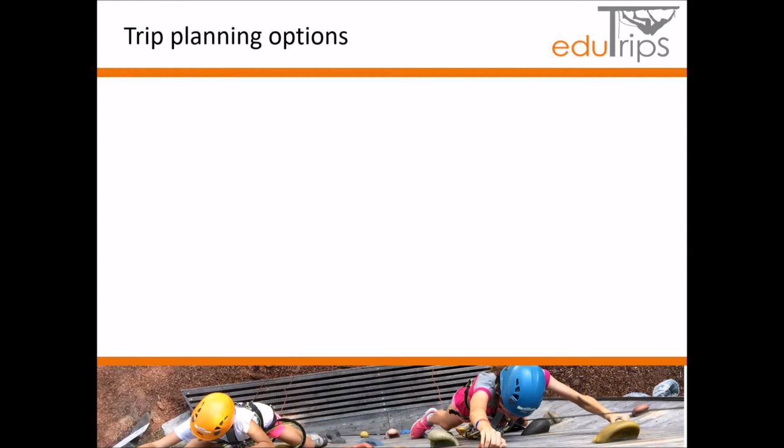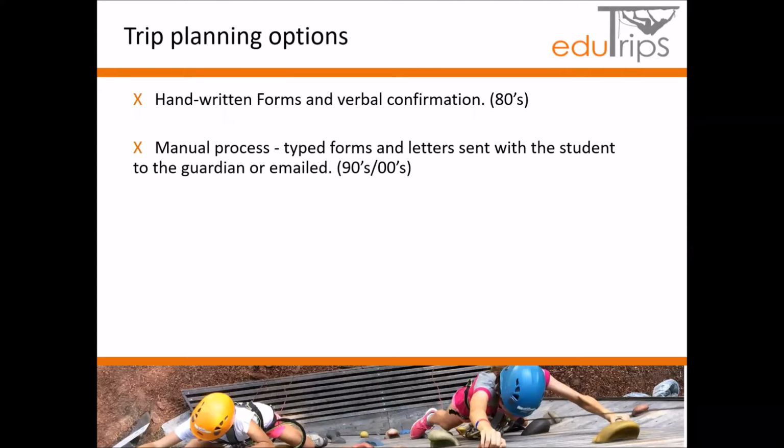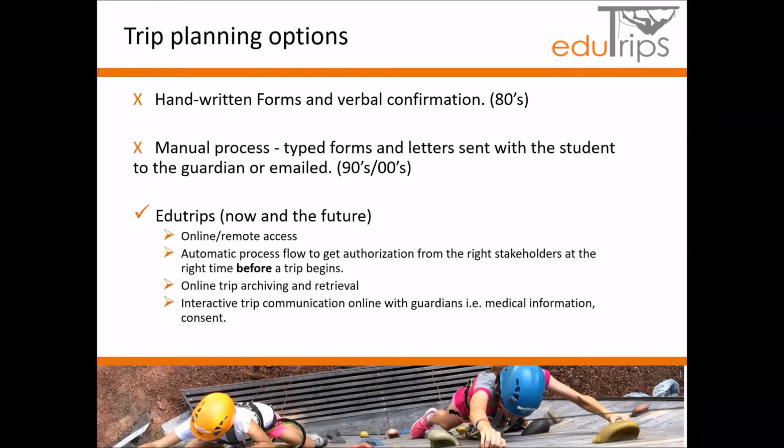So let's look at a few of those options that schools and colleges have had when organising trips in the past. You may remember, if you're old enough, back in the 80s, the old-fashioned handwritten forms and verbal confirmation and communication between parents and teachers. And then we moved over to the manual process, which included typing out forms. This is generally done by a teacher or by the school office administrator, and sending those letters out with the students to the guardian or emailed in some cases. So this is typical in the 90s and the noughties.